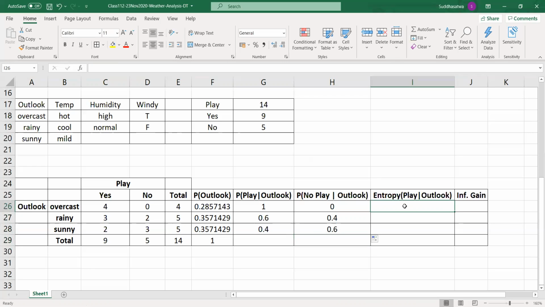Based on this, I'm going to calculate the entropy, right? Now this calculation is going to be difficult, right? And before I do that, I'm going to explain it to you.